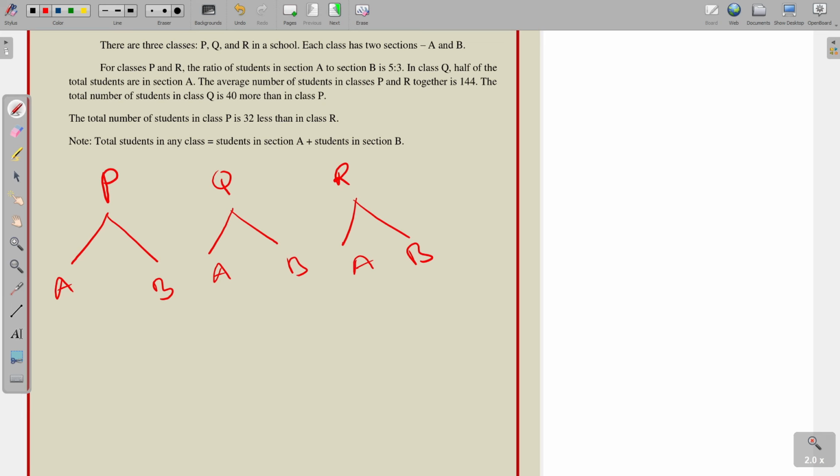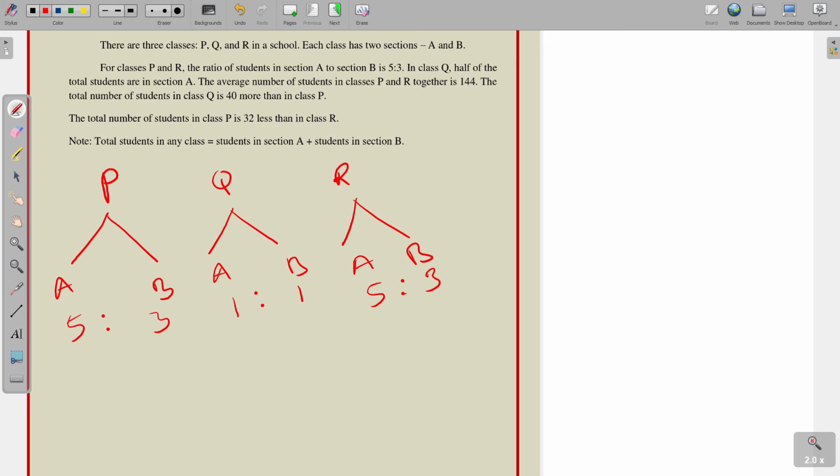For classes P and R, the ratio of students in section A to section B is 5:3. In class Q, half the students are in section A, means section A is 1 and section B is 1 also, both are same.